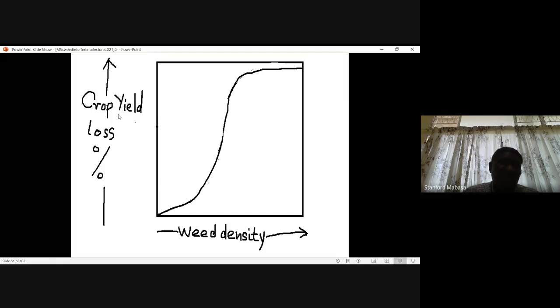So here is our crop yield loss. Here is our weed density. So we can use this model to tell us where we can come in and control the weeds, at a point when we start getting a sharp increase in the loss.